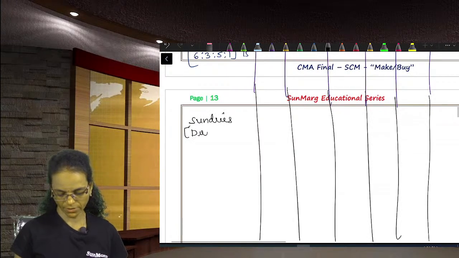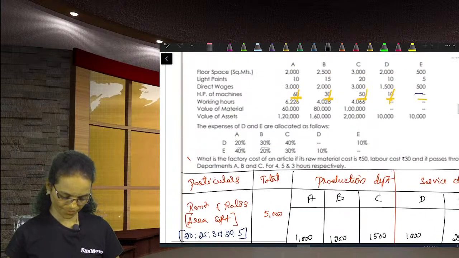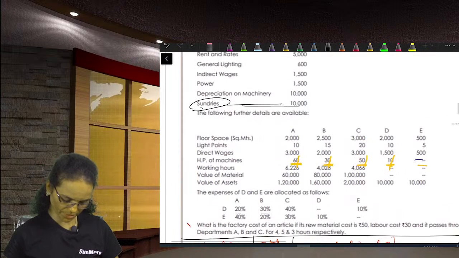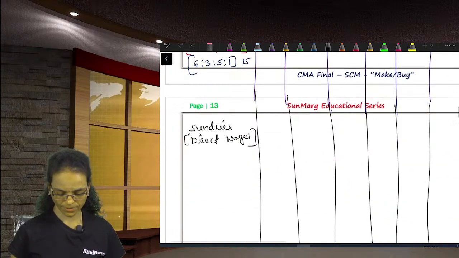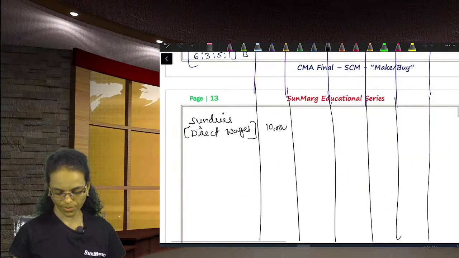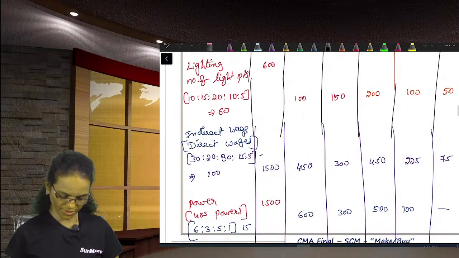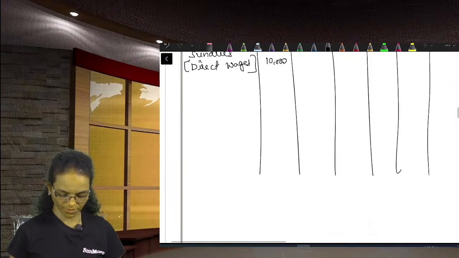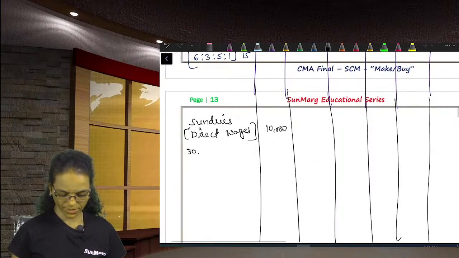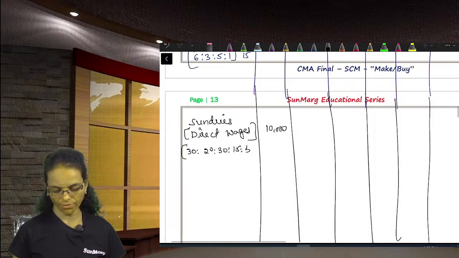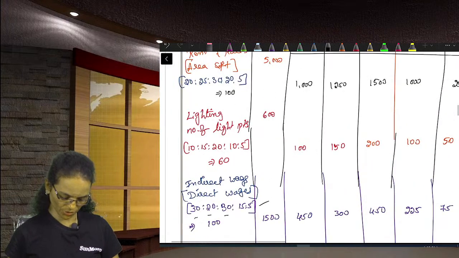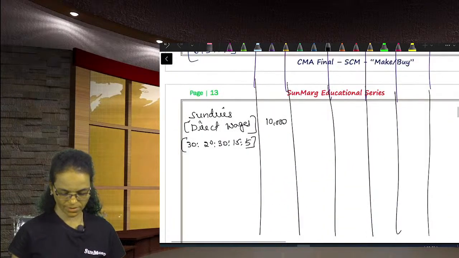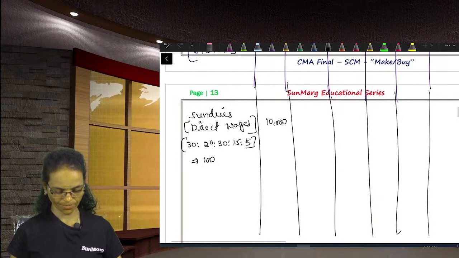On the basis of direct wages, the expenditure for sundries is 10,000 rupees. Direct wages, somewhere we have written here 30, 20, 30, 15 and 5. Total is 100.